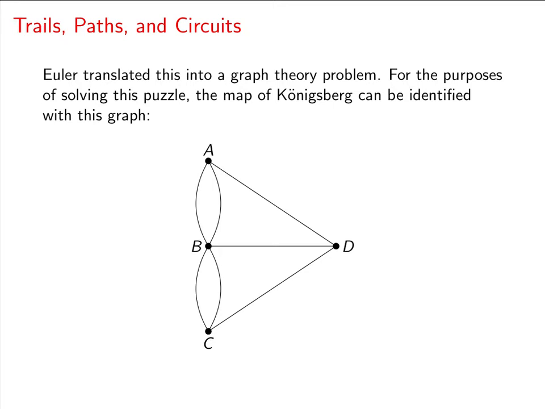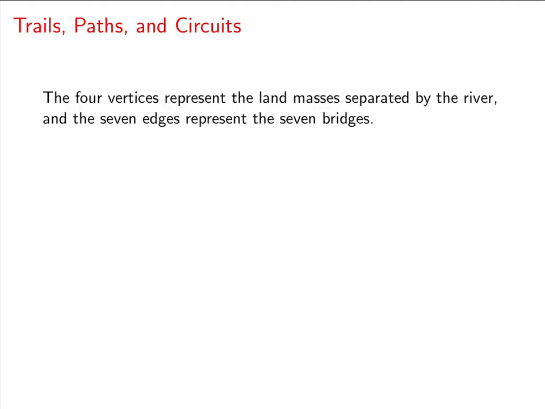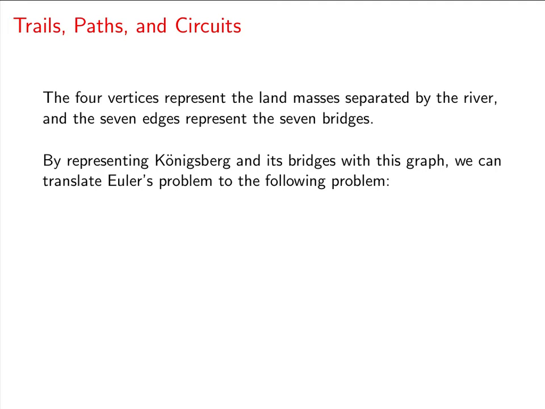For the purposes of solving this puzzle, the map of Königsberg can be identified with a graph. So this object is a graph. The 4 vertices represent the various land masses that are separated by the river, and the 7 edges represent the 7 bridges. By representing Königsberg and its bridges with this graph, we can translate Euler's problem into a new problem involving graph theory.